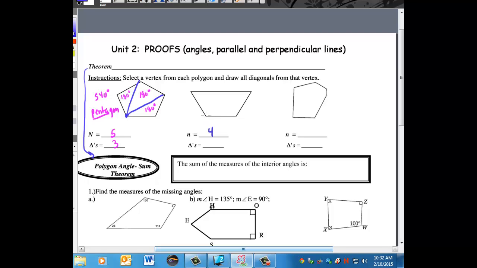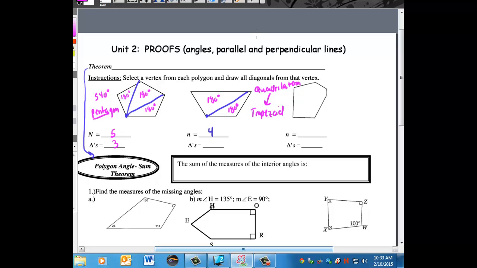We're going to draw from this vertex. There's only one diagonal. It goes to here. And hopefully now you can see that we have created 2 triangles. 180 degrees for this triangle, 180 degrees for this triangle. Now this shape is called a quadrilateral. And even more specifically, this is called a trapezoid.